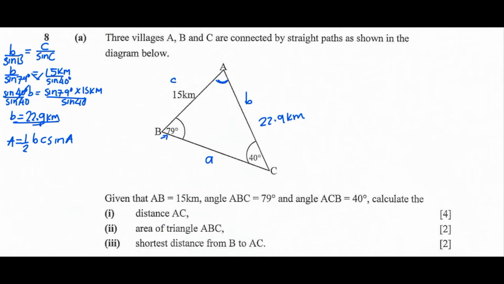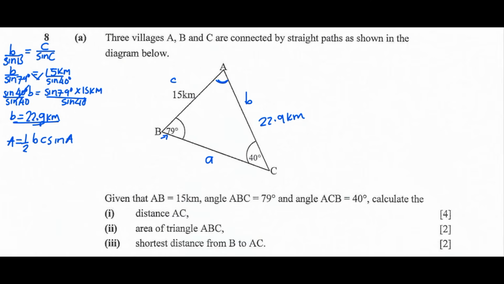Why are we using angle A? The reason is that the two distances C and B are the ones forming angle A. Now how can we find this angle A? Since we have the other two angles, we are going to add the other two angles, then subtract the total from 180. So 79 plus 40.